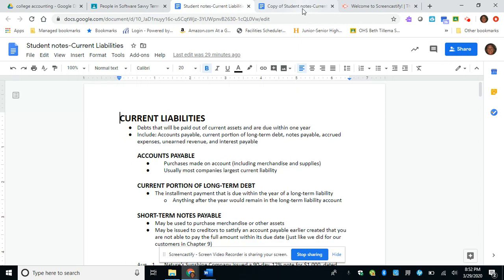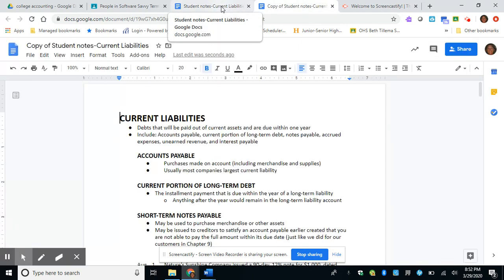So if you guys get into Classroom, you have these notes here, which are all about current liabilities. And that's where we're going to start today. So if you guys can get into Classroom and make a copy of those notes as I kind of refer to some other things, that would be great.